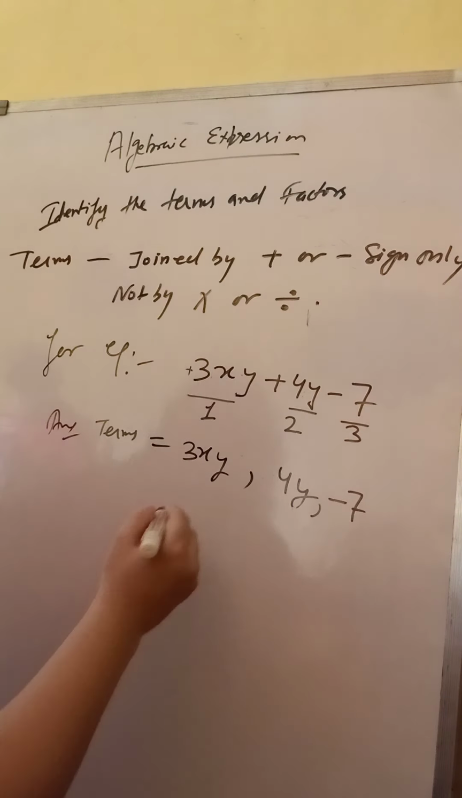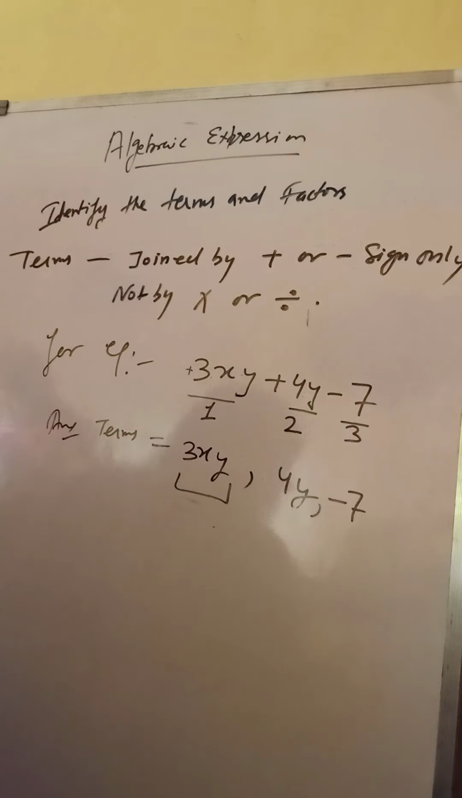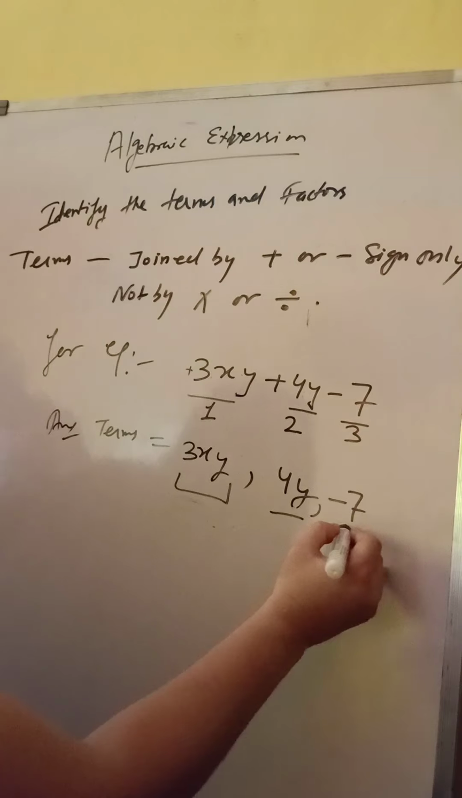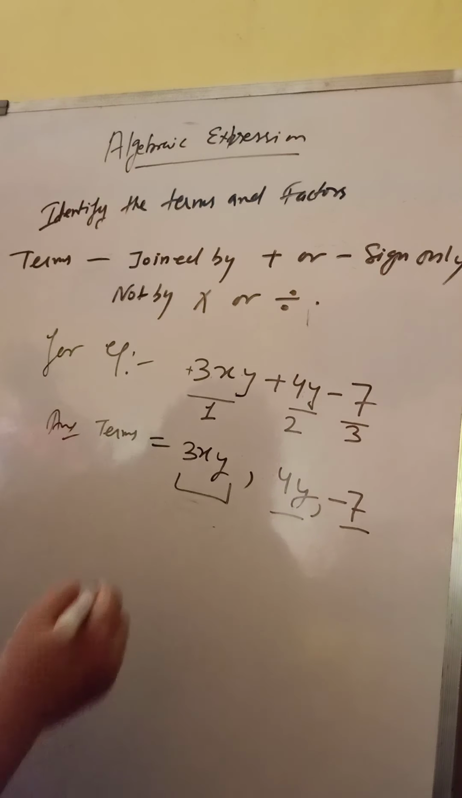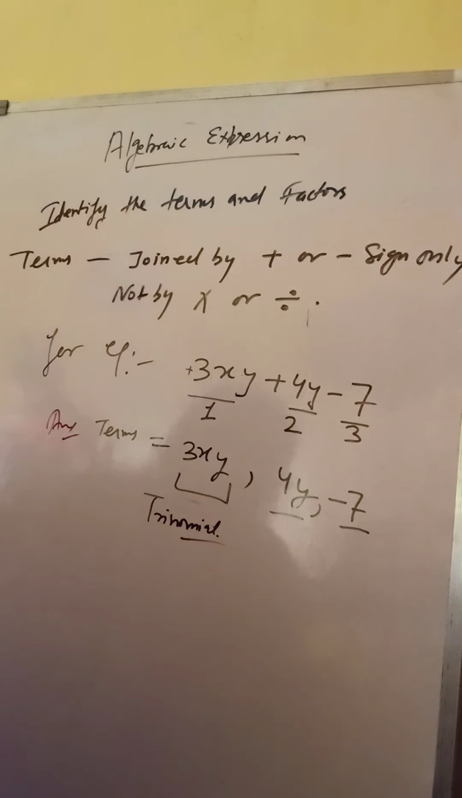Don't write 3 comma y comma, no, it is completely a single term. This is a single term, this is also a single term, and this is also a single term. So this is a trinomial. Clear? Now I am taking one more example so you can understand.